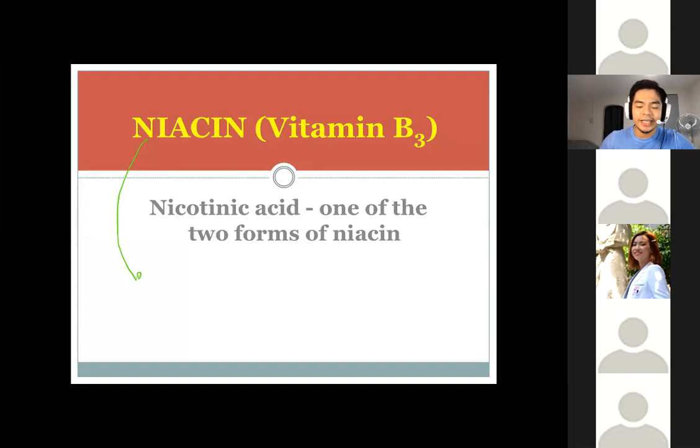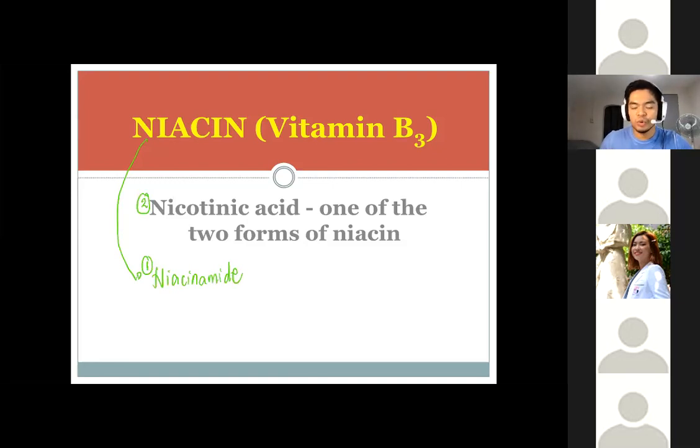Guys, ang niacin is also known as vitamin B3. And let me tell you that we have two forms of B3. Ang first form of B3 is niacinamide. And then the second form is nicotinic acid.